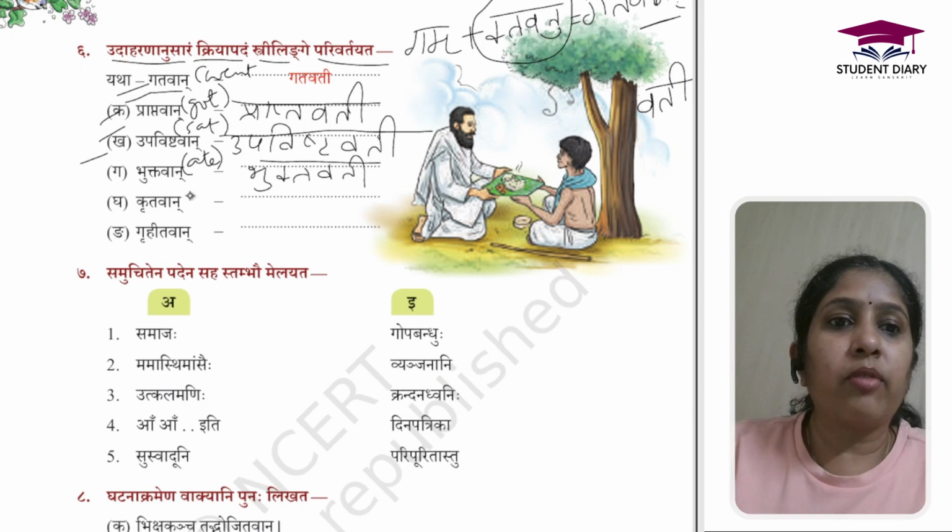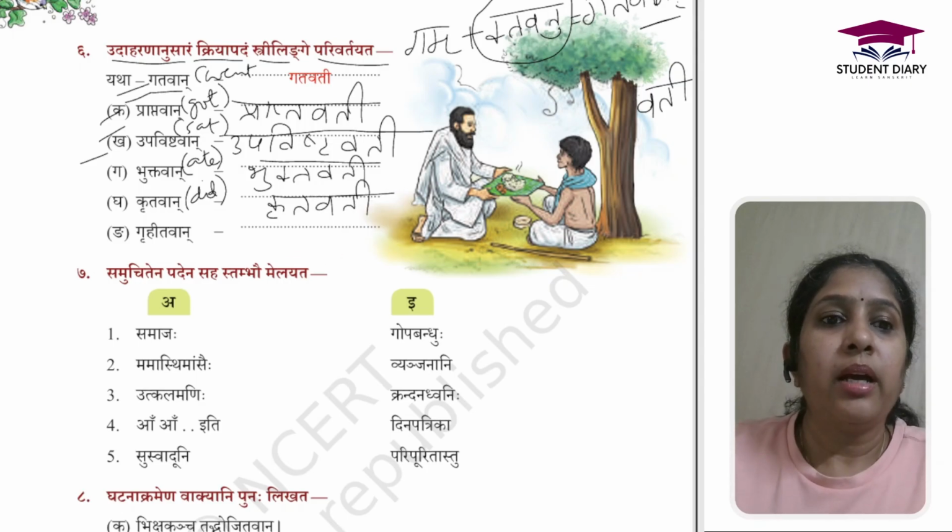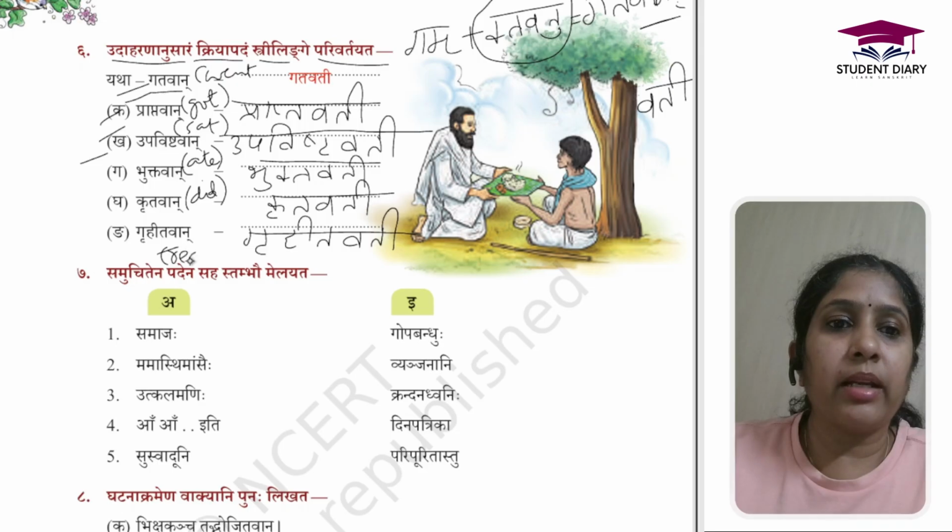Bhuktvati. Then kritvan means did, so it will become kritvati. So now with the help of the verb only, you will get to know that you're using it for a pulling or striling, right? Gruhitvan will become gruhitvati, right? Gruhitvati means like received again. This one is also received.